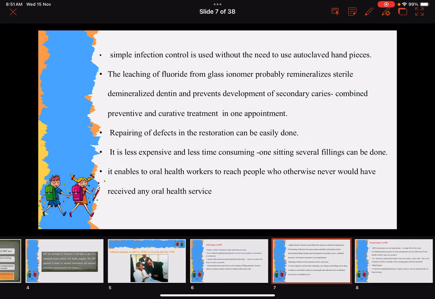Simple infection control is used without the need to use autoclaved hand pieces. The leaching of fluoride from glass ionomer probably remineralizes the sterile demineralized dentine and prevents development of secondary caries, combined with preventive and curative treatment in one appointment.